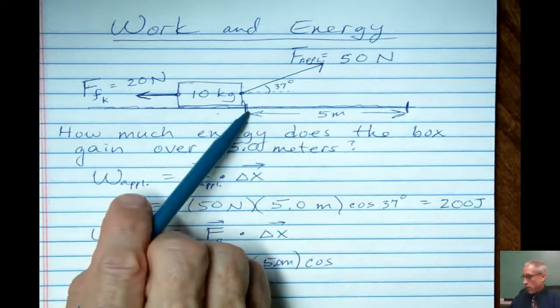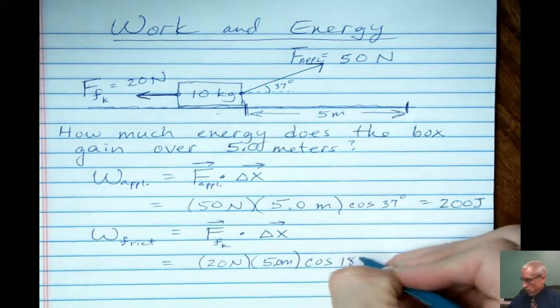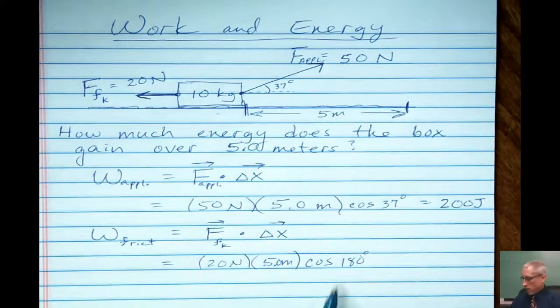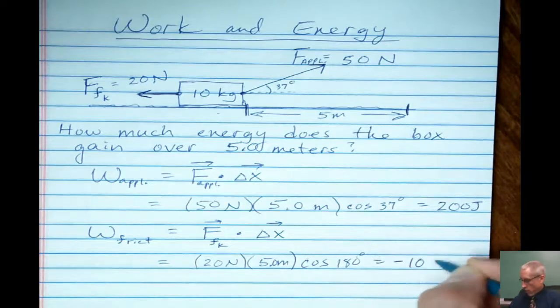Well, the displacement is rightward, but the friction force is leftward. So we put in a cosine of 180. Now that's equivalent to -1. All that does is it makes this whole value negative, -100 in this case.